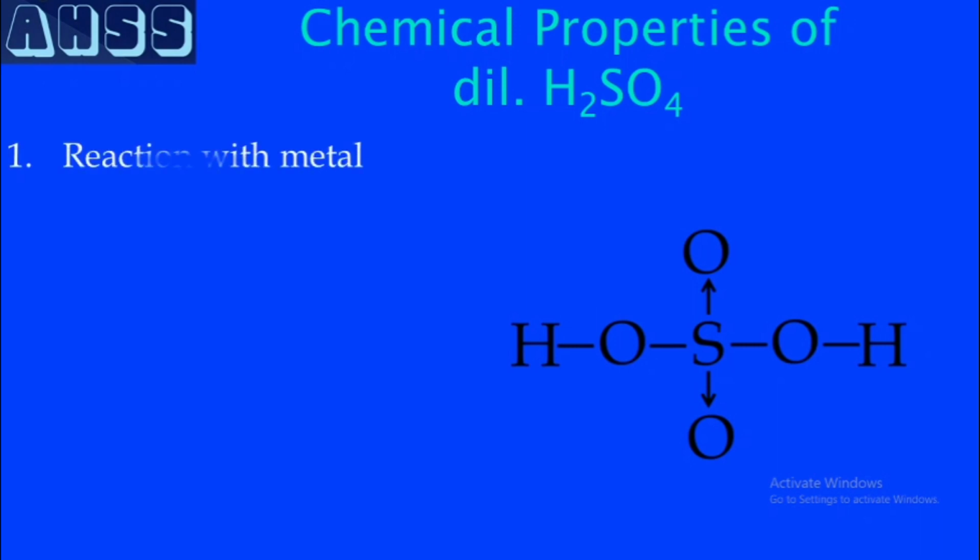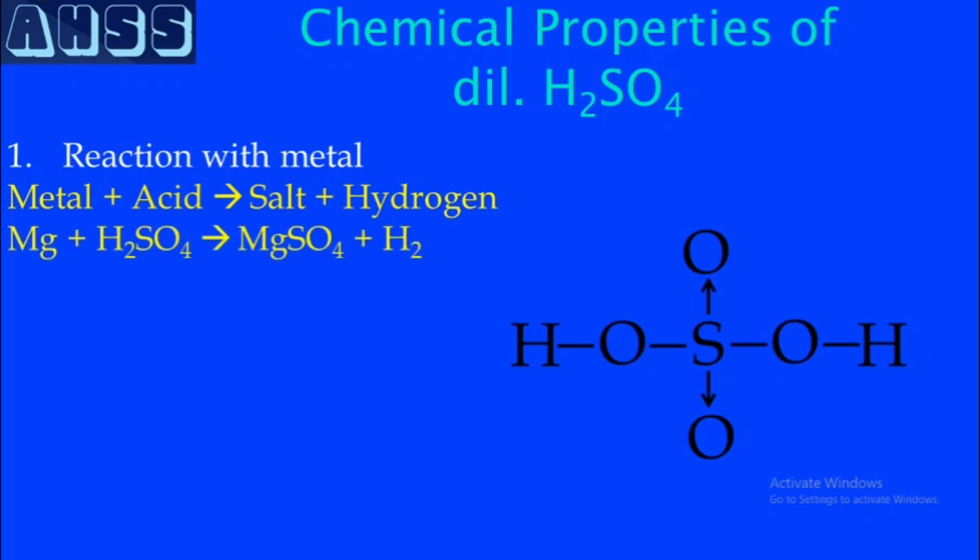For example, when it reacts with an active metal, that is, a metal above hydrogen in the activity series, it forms metallic sulfate and hydrogen at ordinary temperature. Metal plus sulfuric acid gives sulfate salt or hydrogen sulfate salt plus hydrogen. For example, you can see here magnesium, when it reacts with sulfuric acid, gives magnesium sulfate and hydrogen gas.